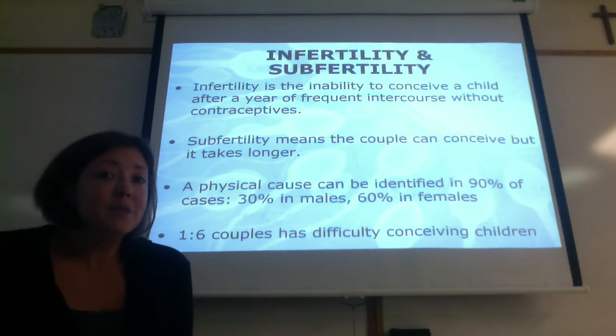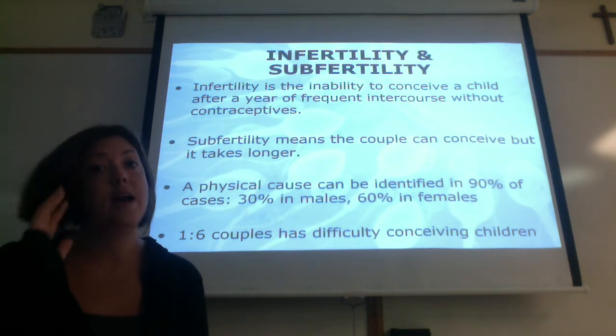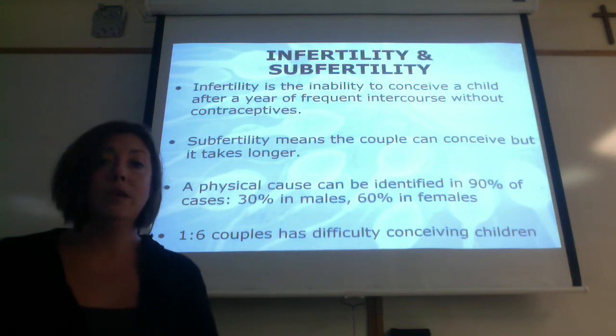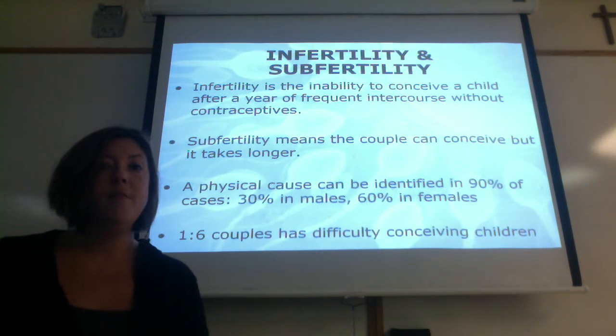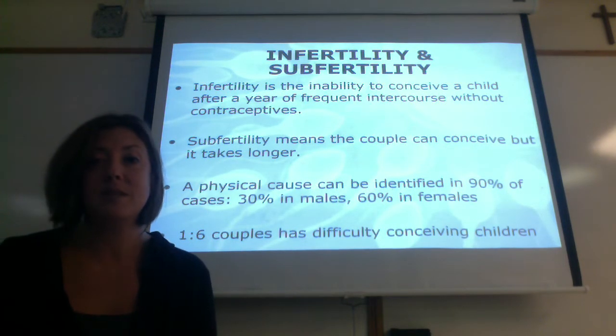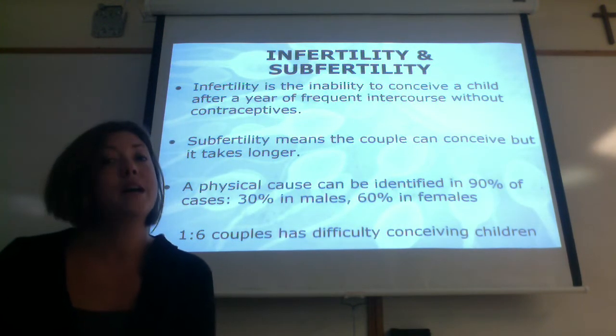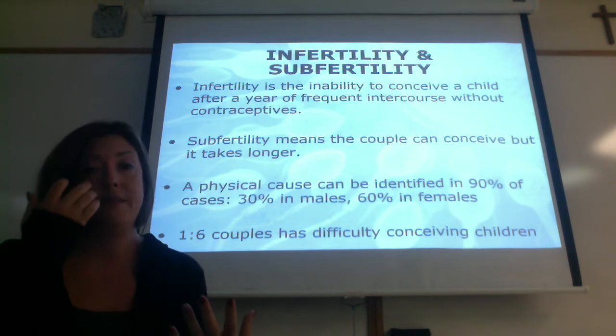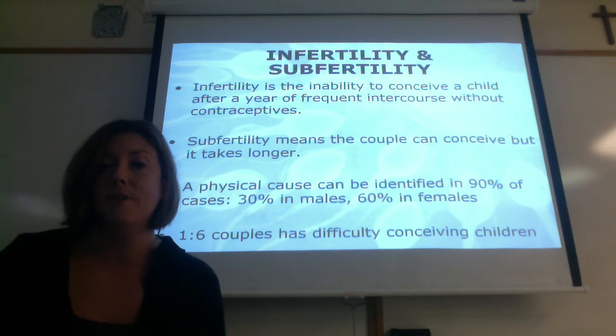Subfertility means that the couple is able to conceive in that 1 year time frame, but is going to have a much longer time frame than a normal set of couples. About 30% of the cases are going to be male infertility, and about 60% are going to be female infertility, and approximately 10% are going to be what we call idiopathic, or that we don't currently have a reason for them at the moment.